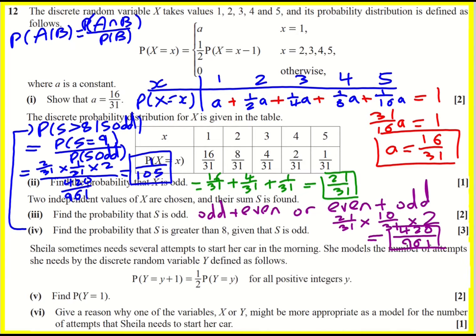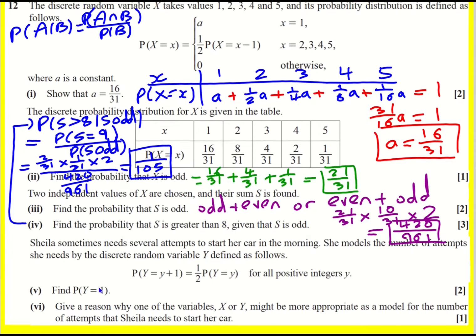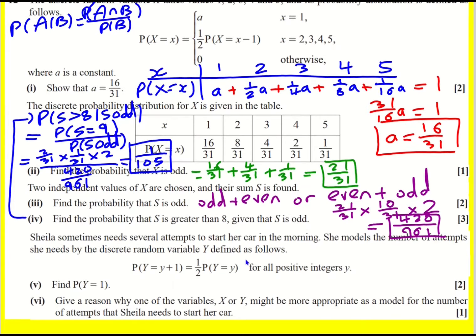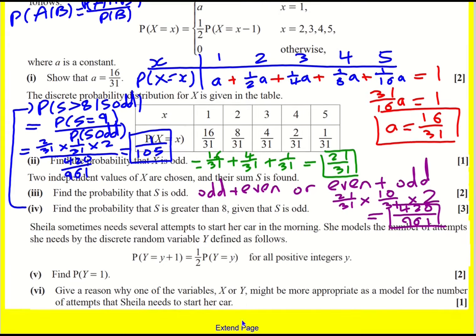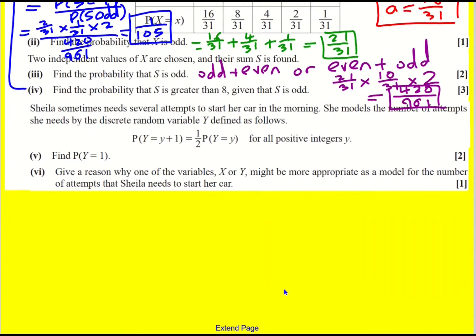Right, final part of this problem. Sheila sometimes needs several attempts to start her car in the morning, and she models the number of attempts she needs by the discrete random variable defined as shown. Very similar to the one above, but in this case, it's not just from 1 to 5, it's going to go on forever, actually. Sorry, not x now, we're dealing with y and the probability that capital Y equals y.